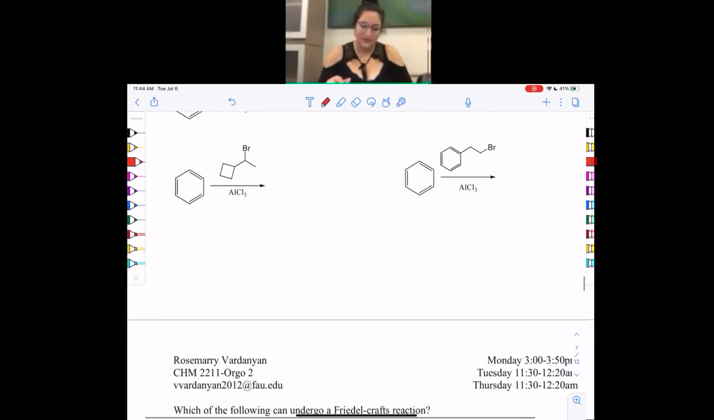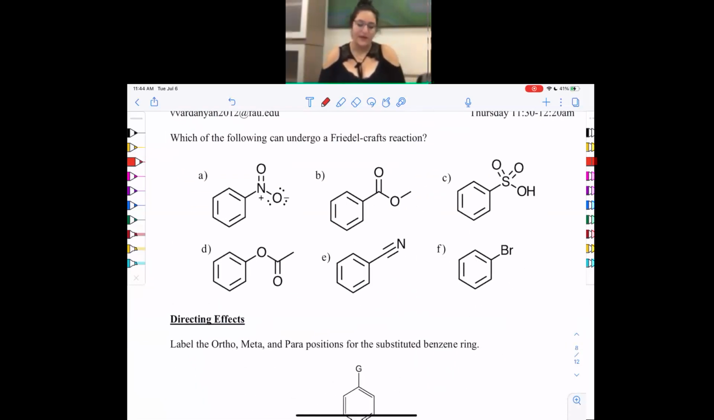All right, so I'm going to zoom down here. And now we're going to have some practice with those withdrawing and donating groups. So for A, we see that this is the substituent. Is this a donating group, an activator, a weak deactivator, or a strong deactivator? It is a deactivator. Is it strong or weak?